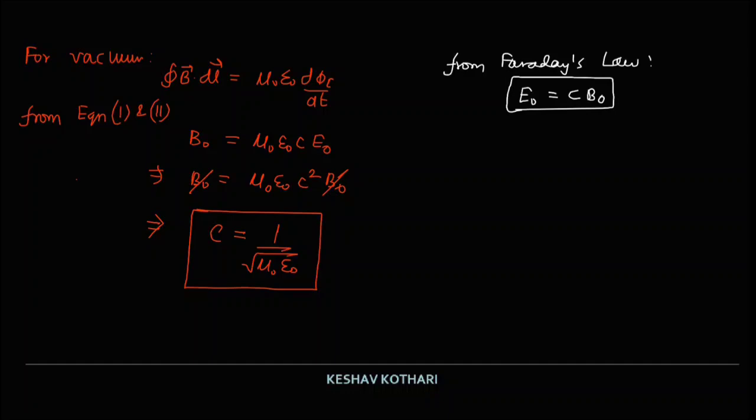So we attain this particular expression, and if we substitute the values of mu naught and epsilon naught in SI units, it turns out that the speed of electromagnetic wave is 299,792,458 meters per second, which we approximate as 3 into 10 to the power 8 meters per second in vacuum.